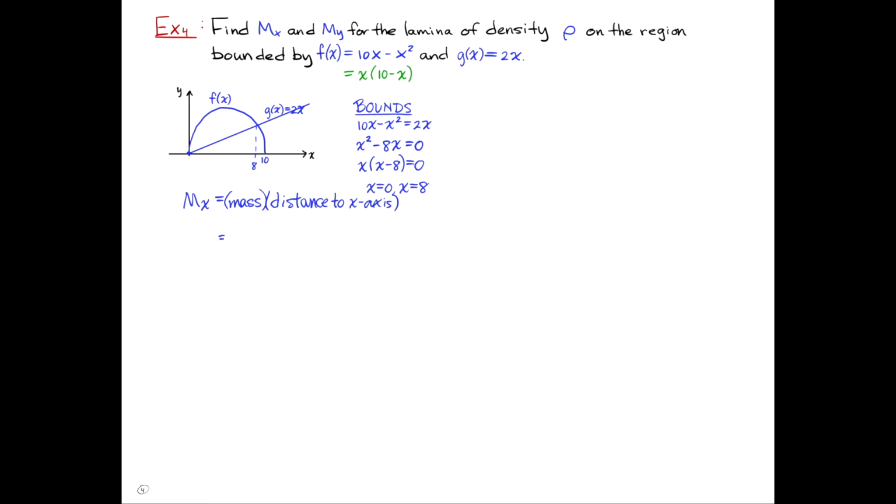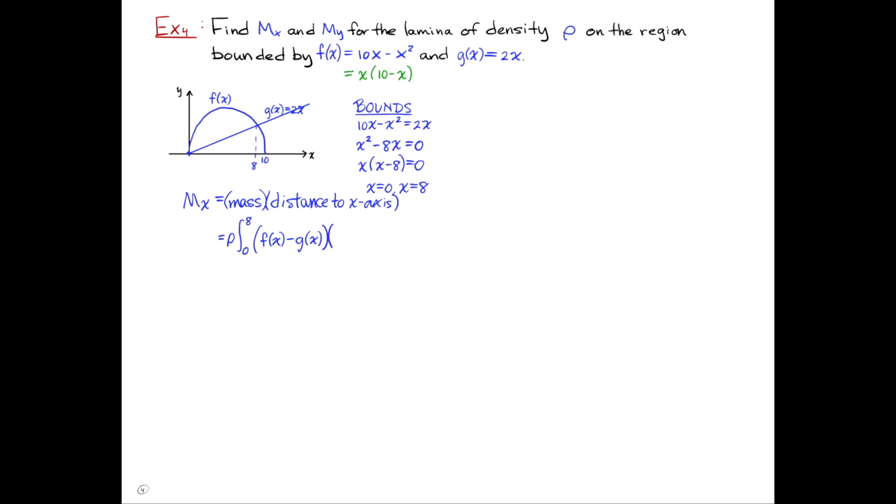And mass is density times area. So density here is given as rho. And then the area, we'll have our integral from a to b, in this case 0 to 8, of f of x minus g of x, times the distance to the x-axis.